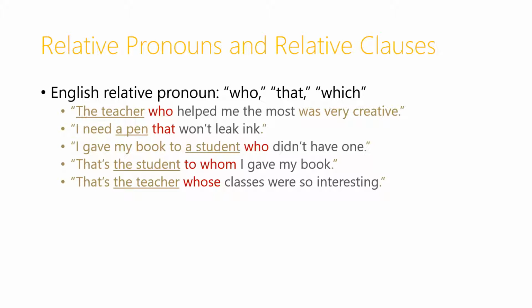The English relative pronouns include who, that, and which. I might say, the teacher who helped me the most was very creative. The teacher there is the nominal that I'm going to explain more about. And the relative clause is who helped me the most. The who there points back to the teacher, and so we call the teacher the antecedent, and who is the relative pronoun. So the teacher, which teacher? The one who helped me the most.